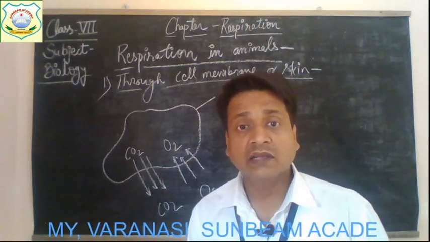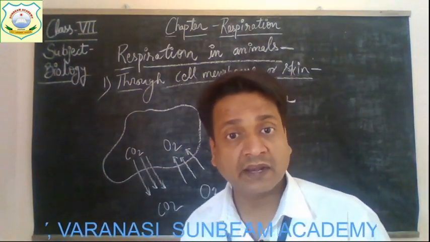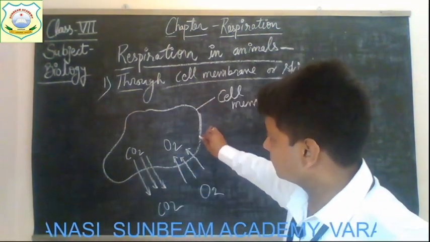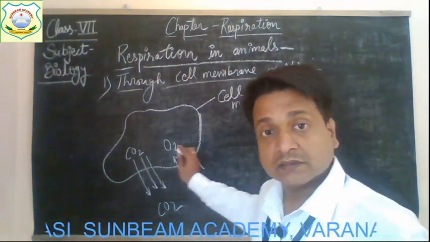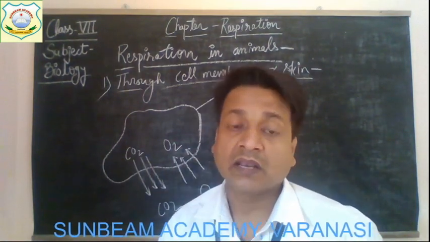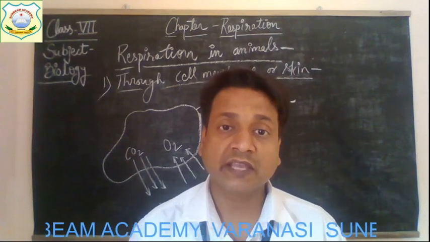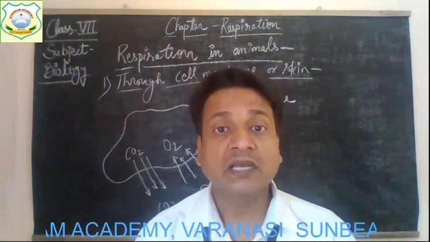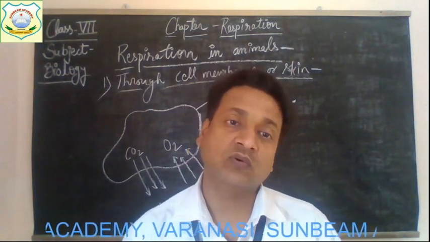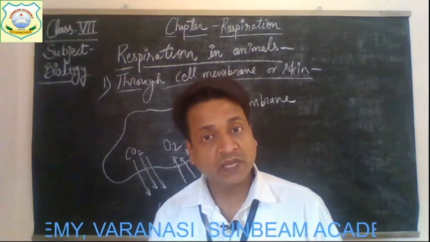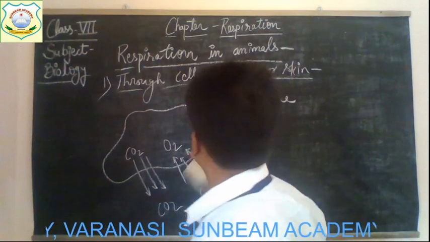Alright children? And in earthworm and hydra, the same exchange occurs through their skin. Now, the second way by which the exchange of gases takes place in some animals is through air holes. Okay, children? So now I'm going to explain the second way.